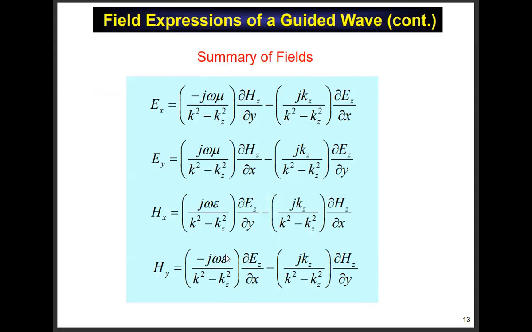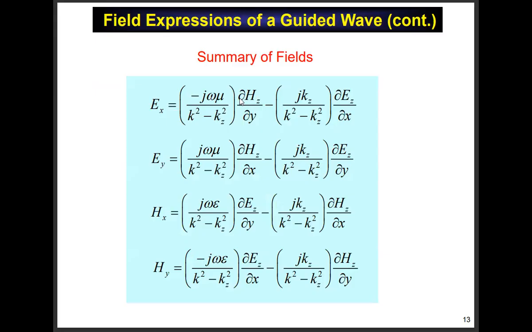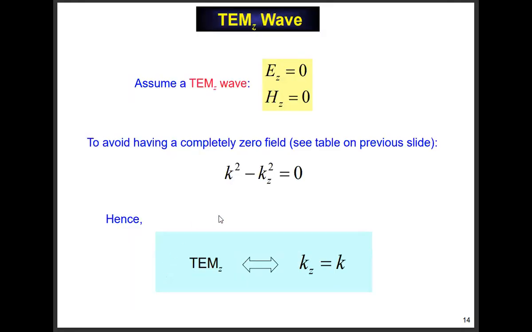So it's a really neat kind of a table. It shows that for a guided wave like this, you give me the 2 Z ones, EZ and HZ, I can get all 4 of the other ones, right? That's what this theorem is, if you want to call it that. Okay, now let's go back to what a TEM wave is. A TEM wave has no EZ and also no HZ, transverse electric and magnetic to Z.